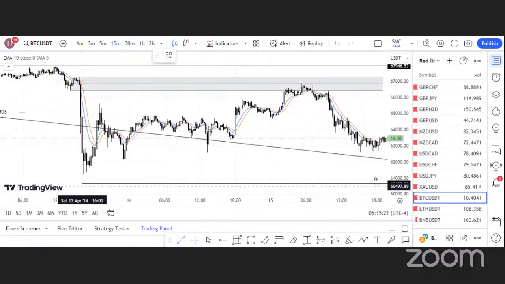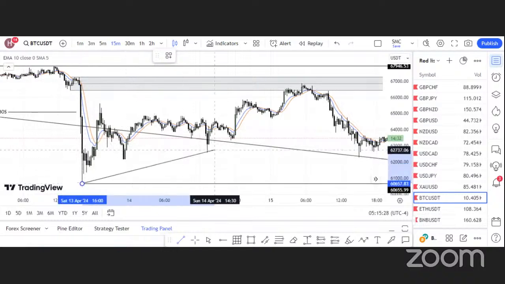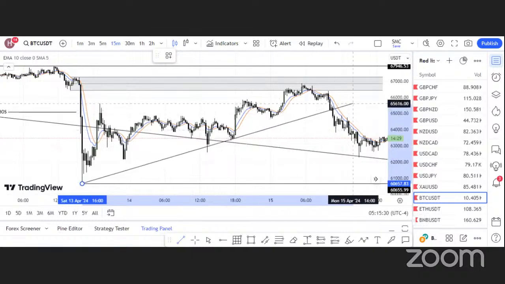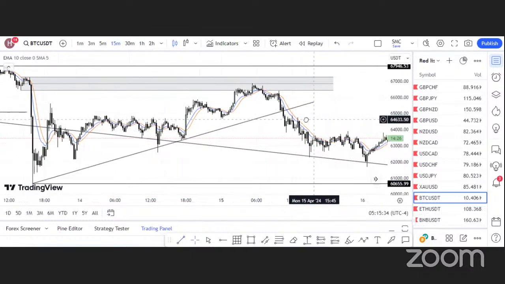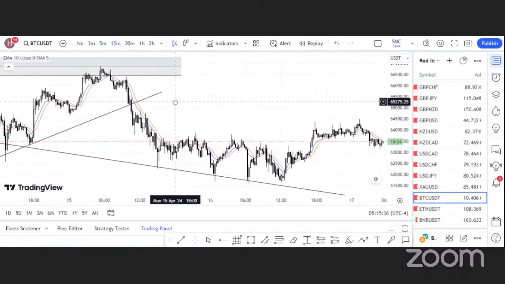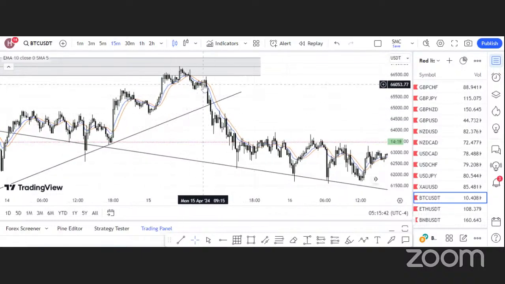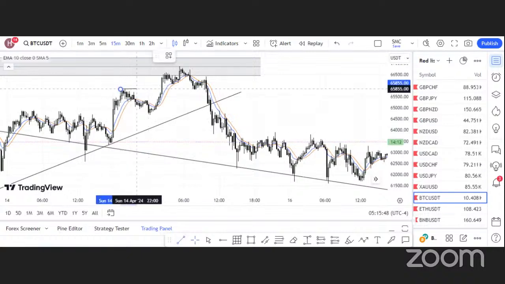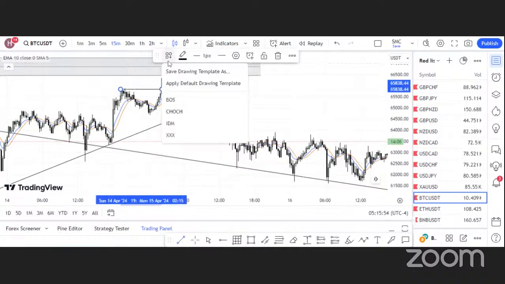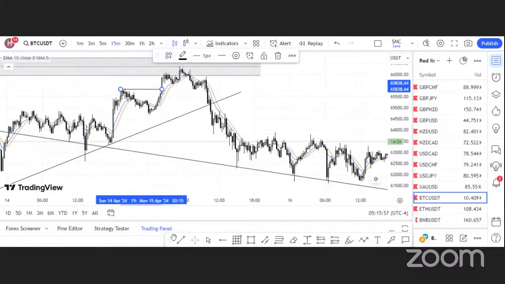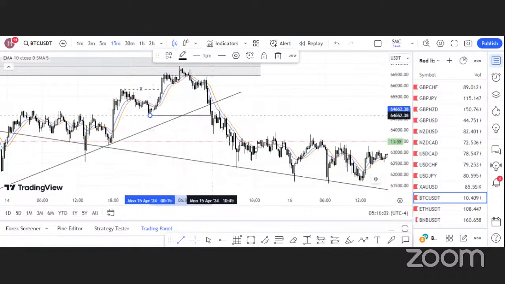Now, we have the internal structure, and as you can see from here, we have a low, a higher low, a higher low, a higher low, and a higher low up to this level. And then from this level, as you can see, the market broke structure to the downside. The market successfully broke our trend line to the downside, leaving us with a liquidity pool here. And then we have a change of character here.